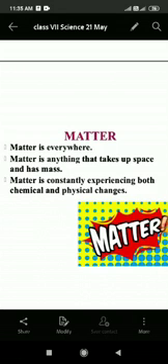So, students, matter is everywhere. And how can we define matter? So, we can define matter as anything that takes up space and has mass. And matter is constantly experiencing two types of changes. These are chemical and physical changes, students.